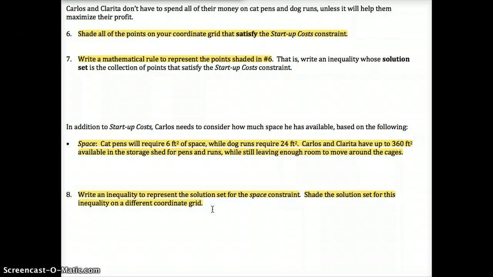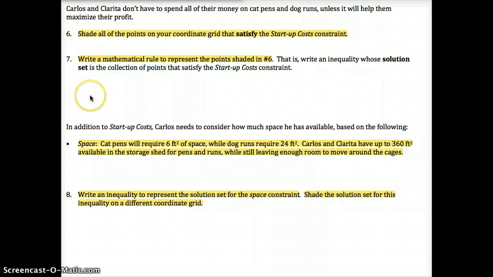Okay? So for you to get 5 points on this task, you need to have all of these questions filled out, as well as 2 graphs completed with shading, and 2 inequalities written, one on problem 7 and one on problem 8. And that's going to get you full credit on this task.